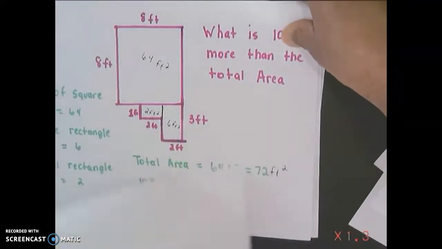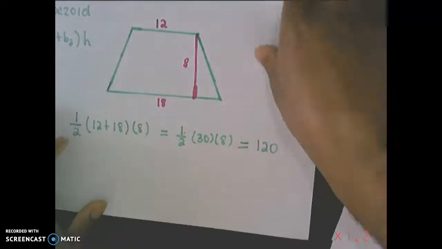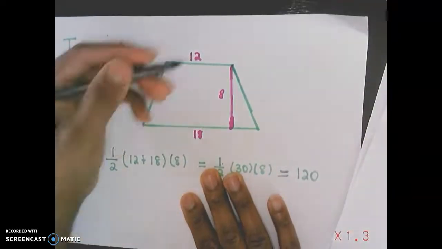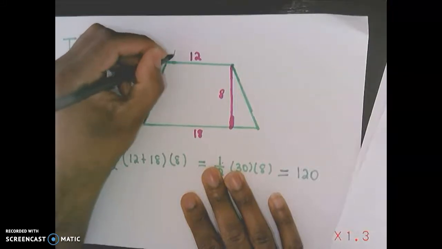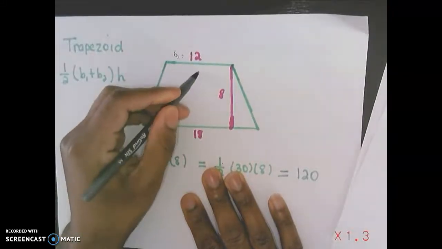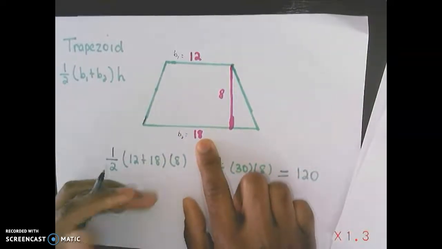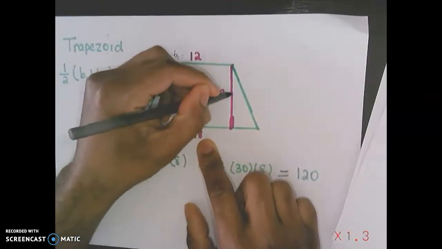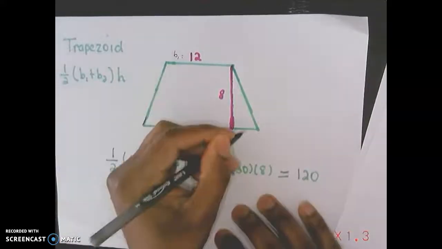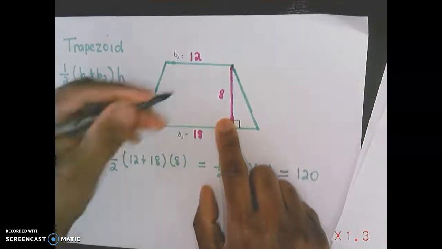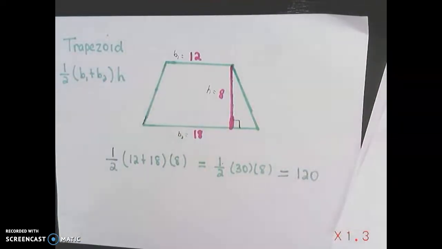Now let's go to our last example. I think it is the easiest of all the examples. We're just going to be finding the area of a trapezoid. So in order to find the area of a trapezoid, we're going to first find out what our B1 is. So our B1 is equal to 12, and then my B2 is equal to 18, and then my height is going to be this perpendicular distance, because this makes a right angle here. And so my height is equal to 8.